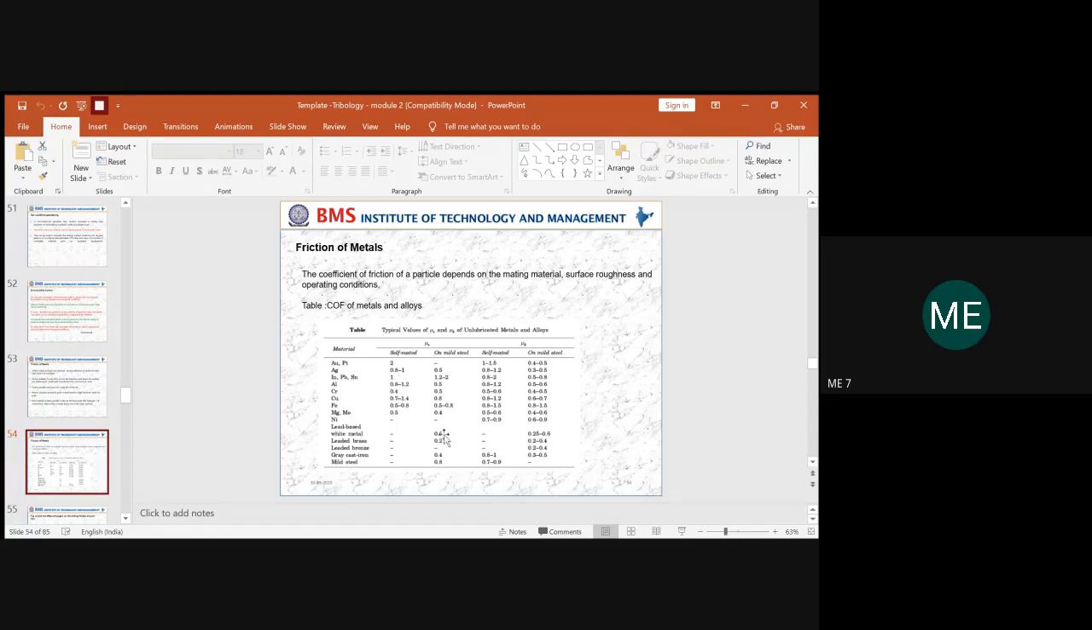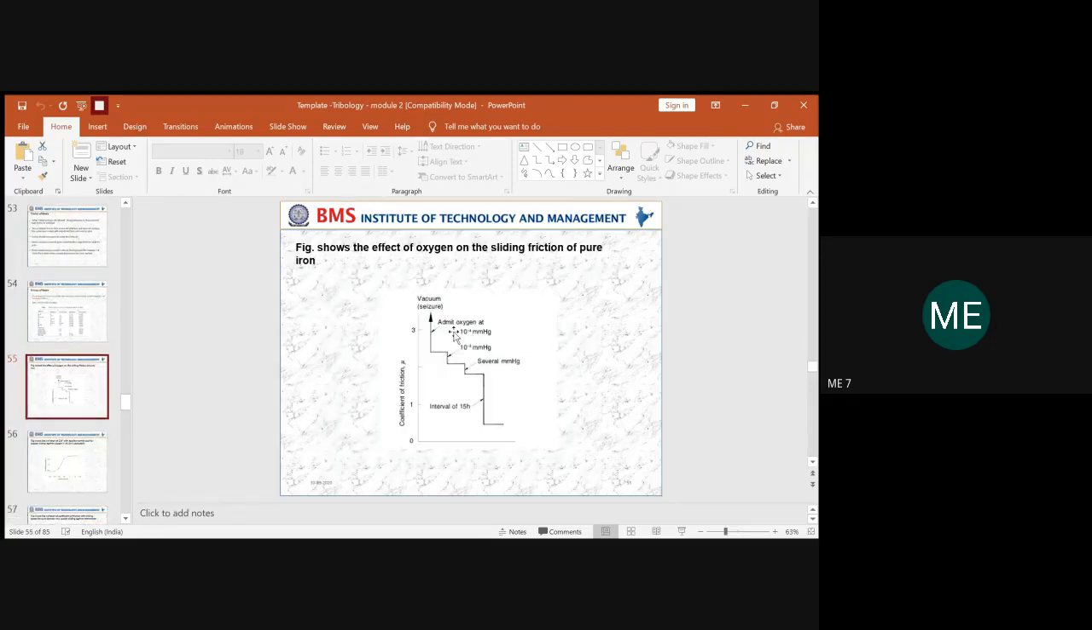When it is on mild steel, the friction value drastically reduces in many materials. This was data taken from one of the journals to show the difference: how the coefficient of friction is with similar mating components, and how it is with different mating components. So there were examples related to metals and their alloys that we discussed in the last class.